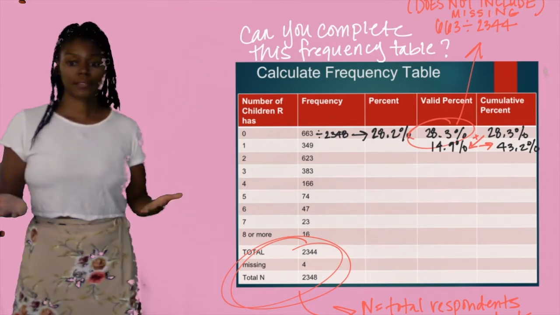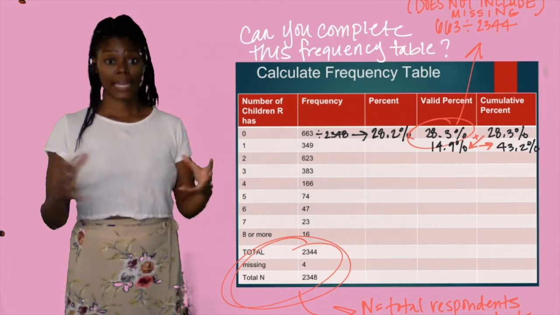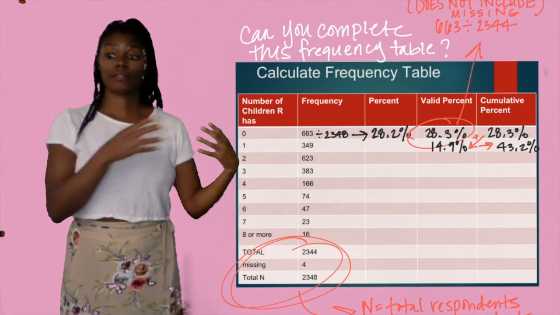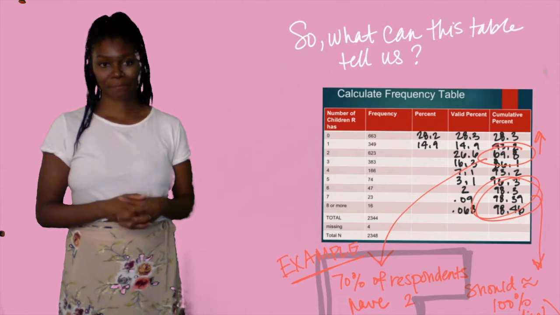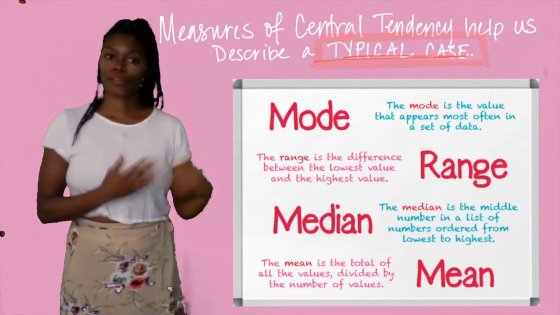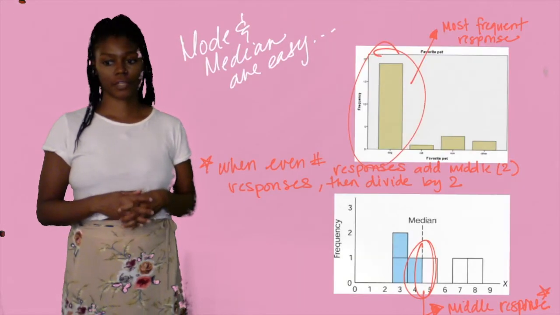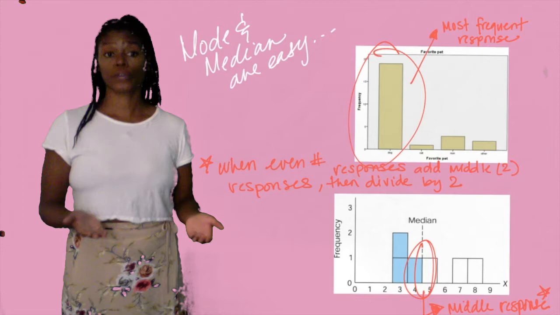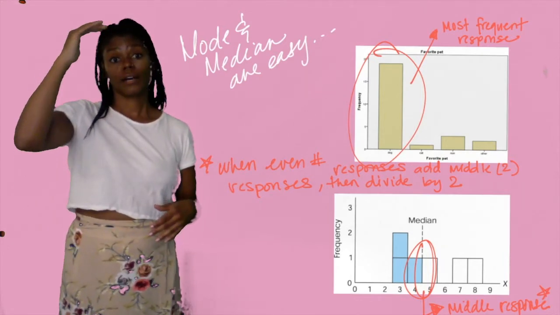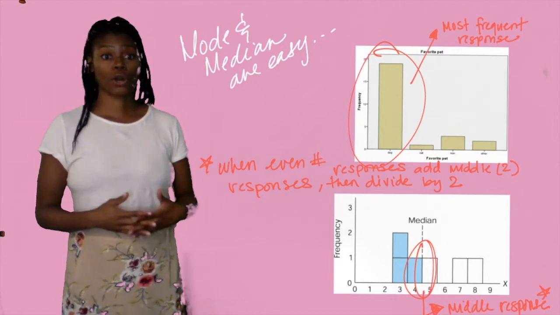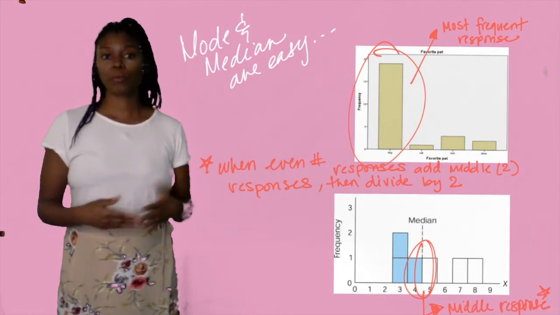Okay, central tendency lets us use frequency to describe typical cases in a data set. And that's where mode, median, mean, and range come back in. We're going to start with mode and median because those are the simplest of the measures of central tendency. So mode is the most frequent. It is the category that has the highest frequency. That is your modal category. Simple.